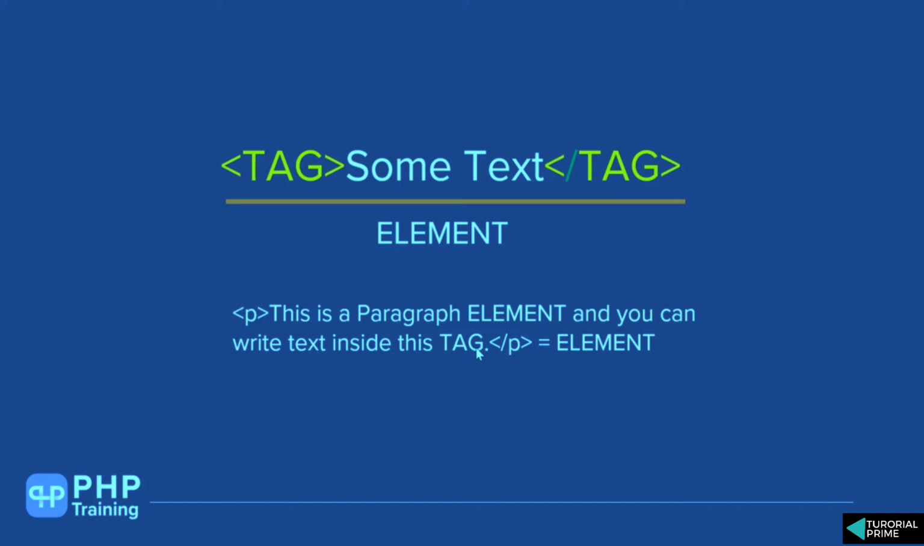You can switch between tag and element. You can say starting tag and ending tag, and you can also say it's an element. So that's basically the difference between a tag and an element. Element is the complete thing, tag is just the opening tag and the closing tag.